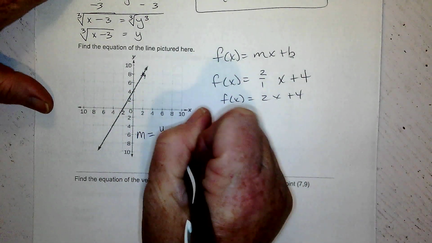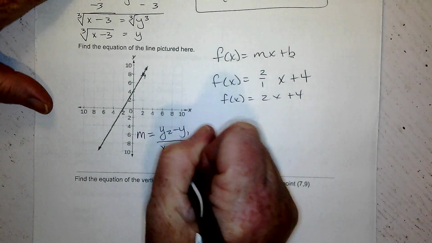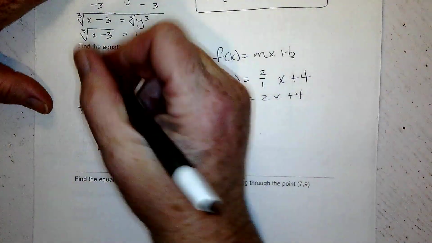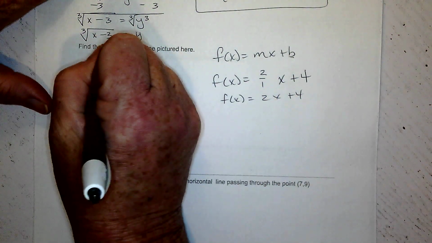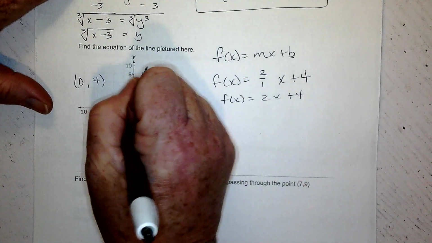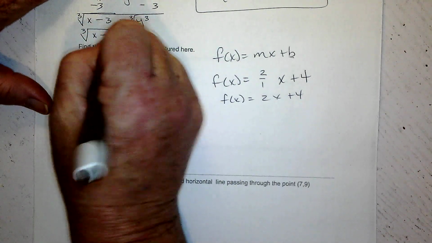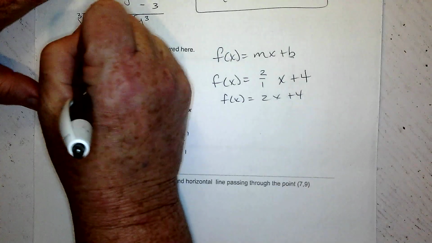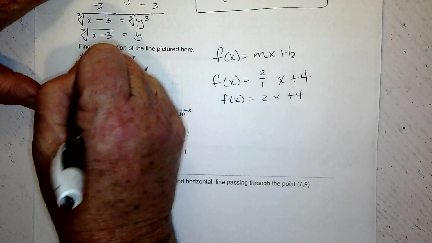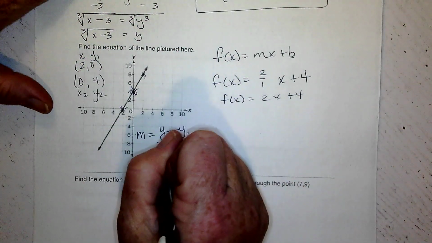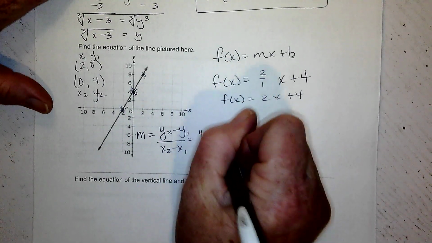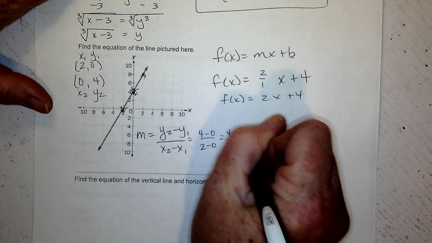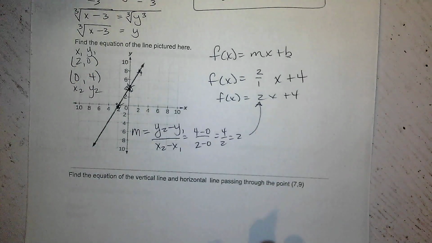Y sub 2 minus y sub 1 over x sub 2 minus x sub 1. Alright, I'm going to use 0, 4 because I like zeros. And I'm going to use 2, 0 again for the same reason. So x sub 1, y sub 1, x sub 2, y sub 2. That's going to give me 4 minus 0 over 2 minus 0. 4 over 2 is 2. Fantastic.